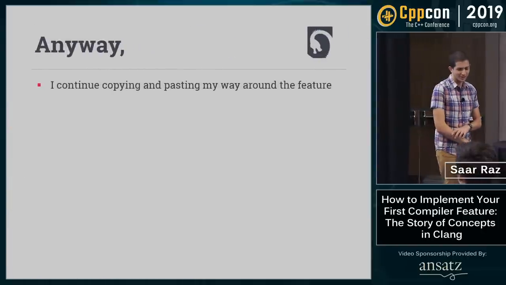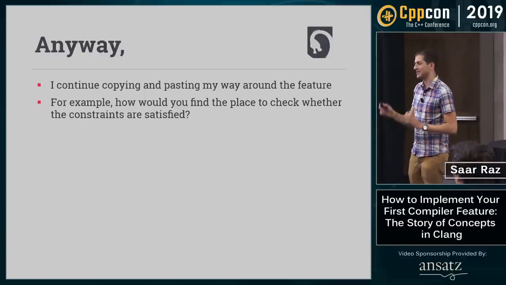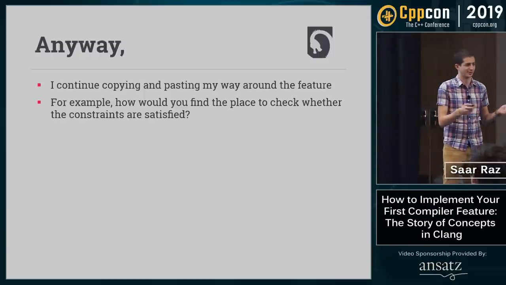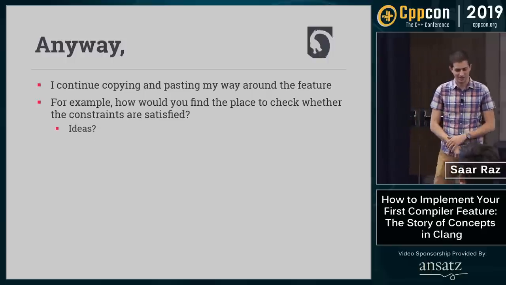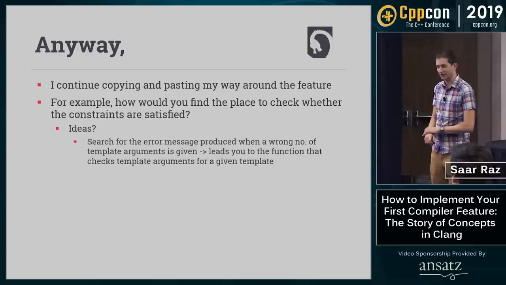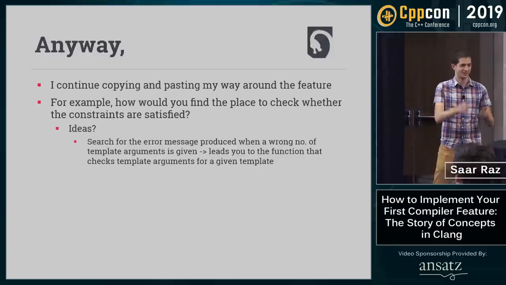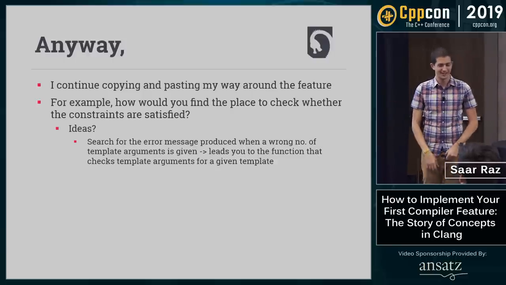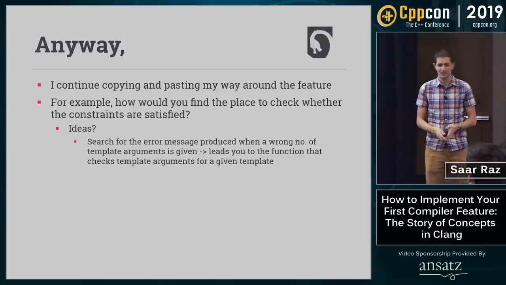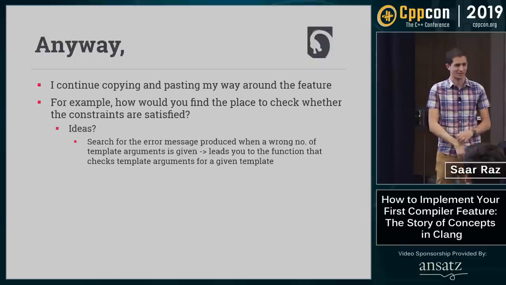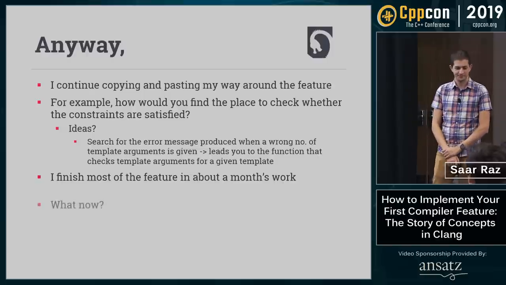Anyway, I continue copying and pasting my way around the feature. For example, how would you find the place to put the actual checks that the concept is satisfied for a given set of arguments? I just search for the error message produced when, for example, you give the wrong number of template arguments, okay? There's a specific error message that gets emitted. Just search for it. And then I find the place that checks whether a given set of arguments matches a given set of parameters, okay? That's a cool, neat way to find the place you need to find. And I finish most of the feature in about a month's work, okay? So what now?